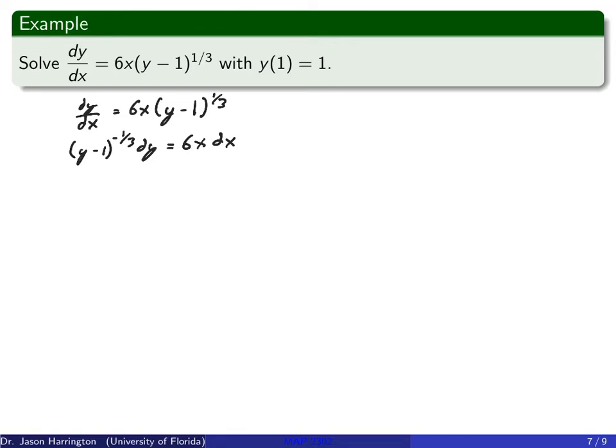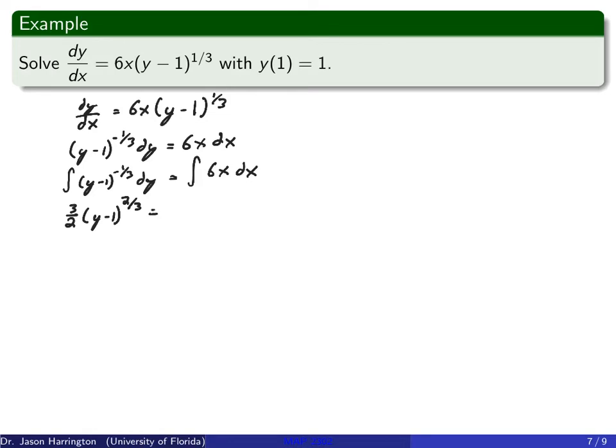And now I'm going to integrate both sides. So I'm going to integrate y minus 1 to the negative 1/3 dy is equal to the integral of 6x dx. Now to integrate the left-hand side, I'm going to have y minus 1, and I'm going to add 1 to the exponent. So that's going to be 2/3. And if I put a 2/3 in front, I'm going to have the 3/2 in front. And you'll notice that the derivative of this term is equal to y minus 1 to the negative 1/3.